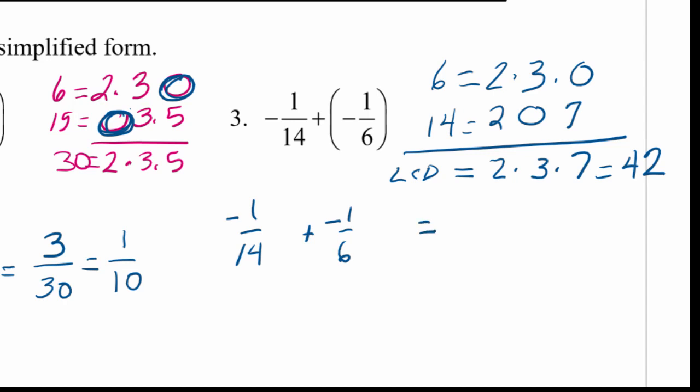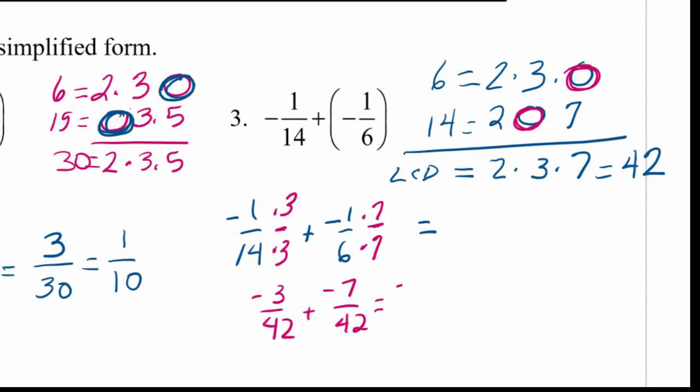So I'm leaving some room here. The 14 was missing the 3. Remember, that's where the bubble was. So numerator and denominator will get multiplied by 3. The 6 was missing the 7. So that's where I'm going to put that there. Okay. So here we have a negative 3 over 42 plus a negative 7 over 42, which gives us a negative 10 over 42. And that reduces by 2. So we have negative 5 over 21 as our simplified answer.